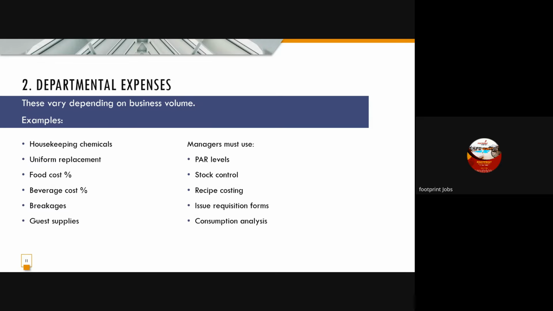So most times you go to your owners and you're requisitioning for guest supplies, but you don't have an accurate database of how many of the guest supplies were used within the month because you're not tracking them. It makes you look incompetent.